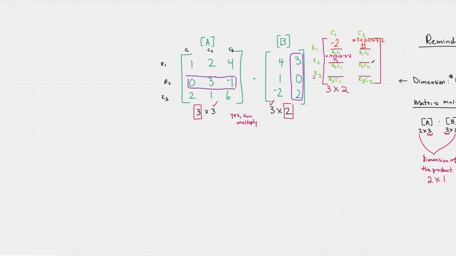See, row 2, column 2. For row 2, we're going to get 0 times 3, and then plus 3 times 0, plus negative 1 times 2. So you can see here, we just get a negative 2. That's the answer here. For row 3, column 1, that is our next one.